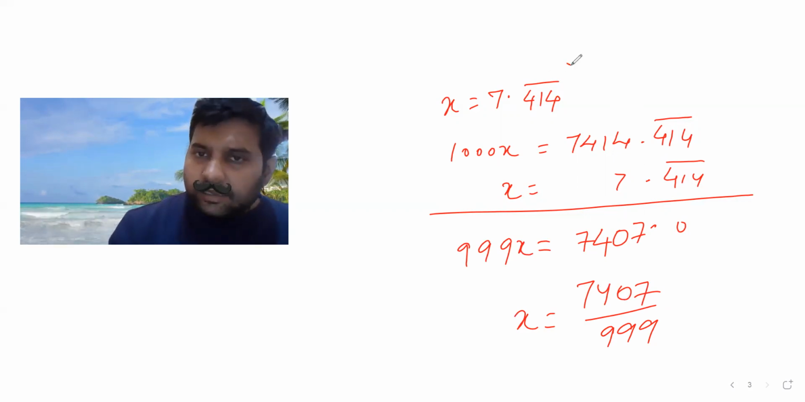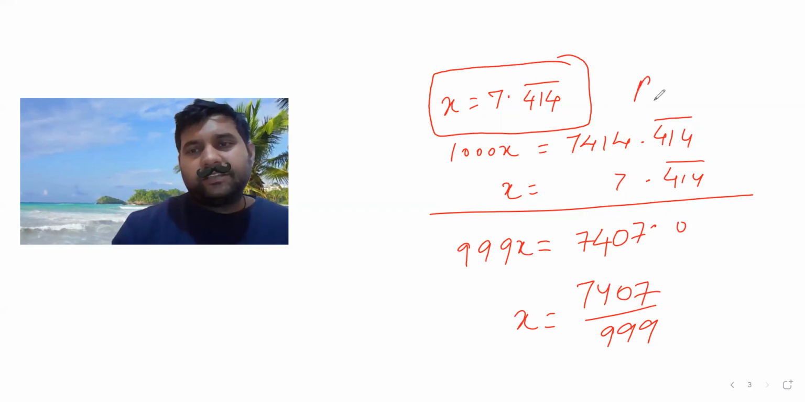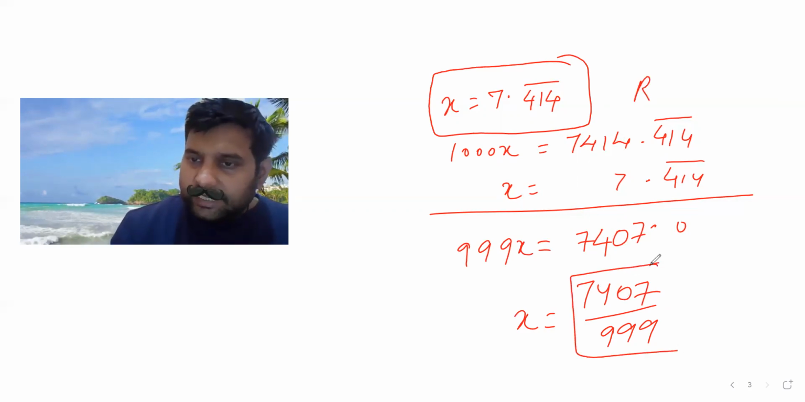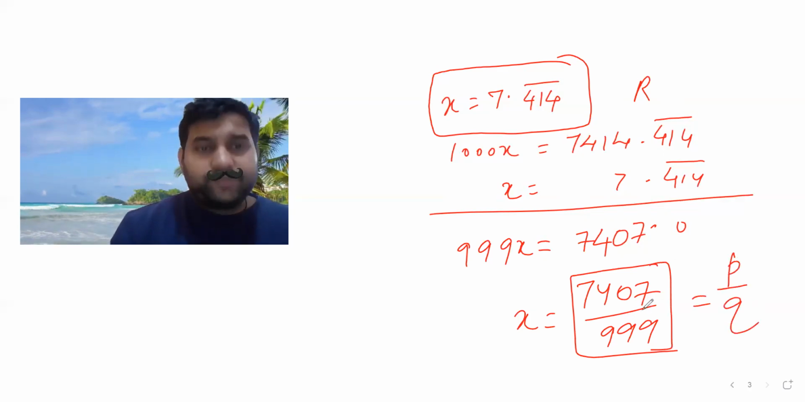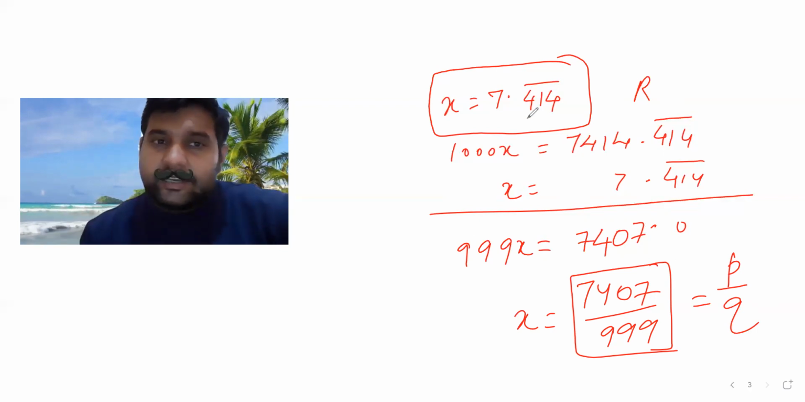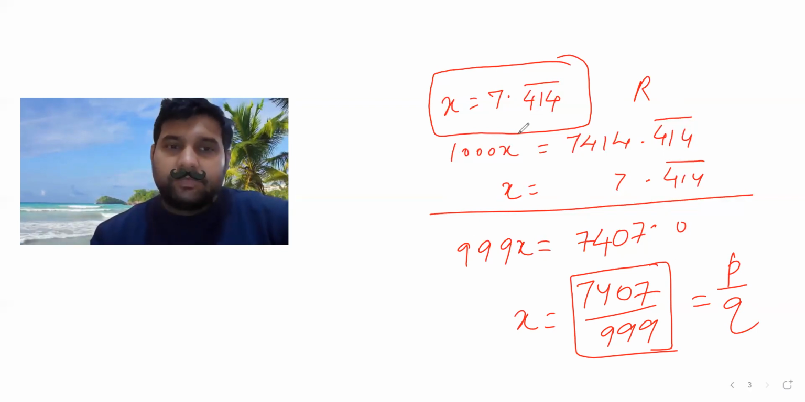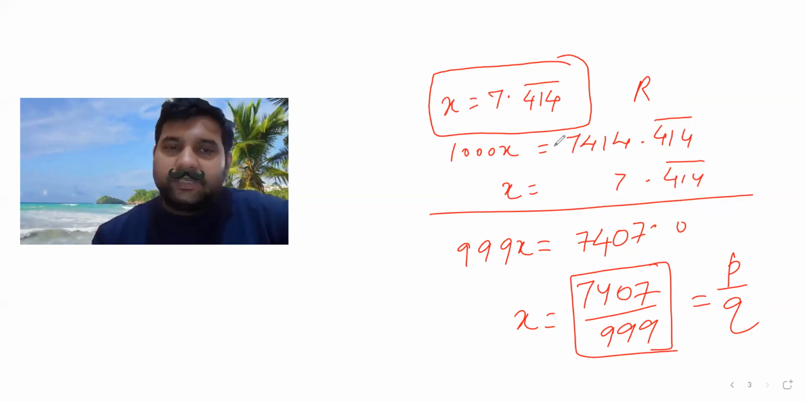Which is why decimal numbers of this nature are rational, because right now we are able to write it as p by q. 7407 is p and 999 is q. So when I told you that recurring decimal numbers are rational numbers, don't just believe it. First, say, if it is a rational number, can I express it as p by q? Yes, you can. Then you believe that it's rational.